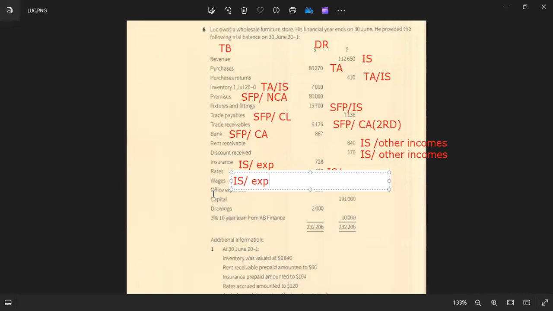All right, and then we have got office expense. This one is clear, it's specifying, so it's an IS item again, under expenses. Then capital is obvious. Remember, this one is an SFP item. Capital is a liability, an SFP item under what? Equity and liability heading. So I'll write like this, under equity and liability.